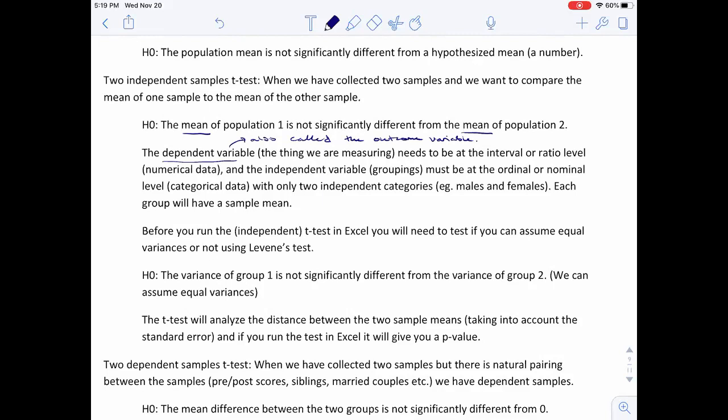The thing about our independent t-test, or our independent samples t-test, is that it's going to change depending on if we can assume equal variances or not. So if you're doing a t-test, you're doing a hypothesis test, but we have to check if we can assume equal variances or not, right? So we're doing a hypothesis test within our hypothesis test.